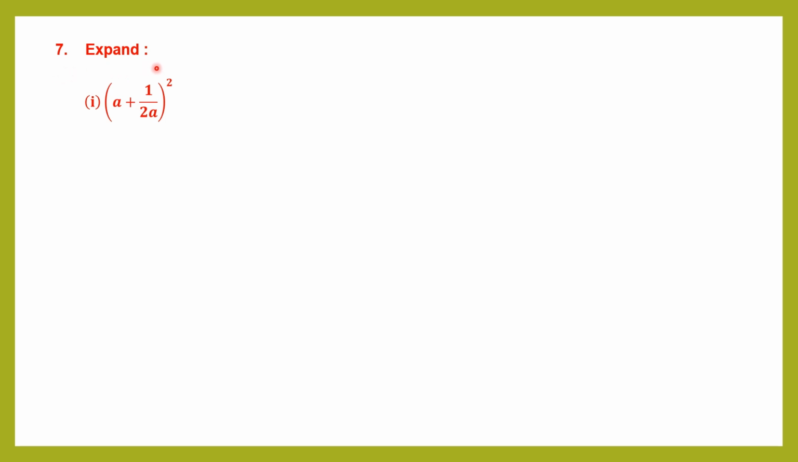Question 7 is expand, and the first one under that is (a plus 1 by 2a) the whole square. Now expand means we multiply this 2 times, isn't it? And then we get two binomials. Now if we have to do it the normal way, we will get a plus 1 by 2a, this is one binomial, and then we have another binomial here, a plus 1 by 2a. This is the meaning of this question, isn't it? That is, when I say (a plus 1 by 2a) the whole square, that means I multiply this twice, and then again I multiply these two, and then I multiply this.